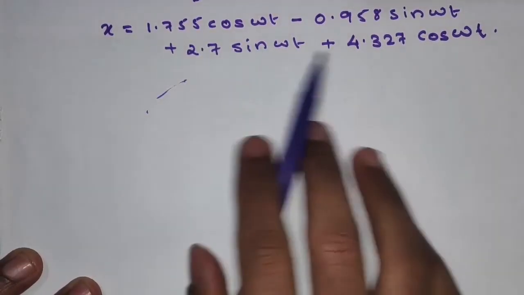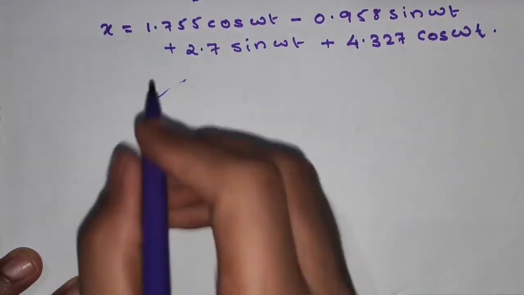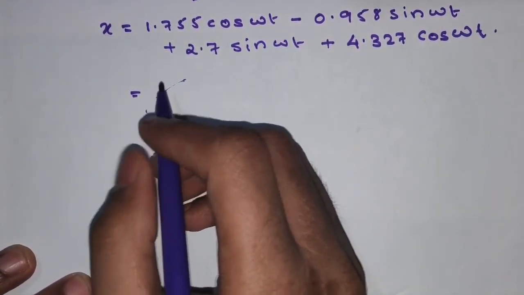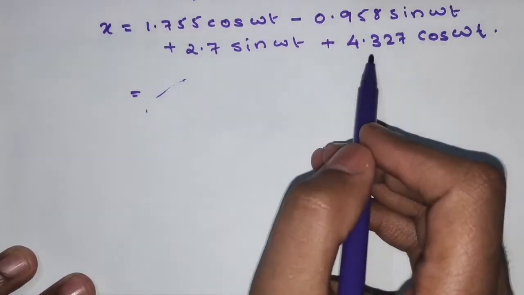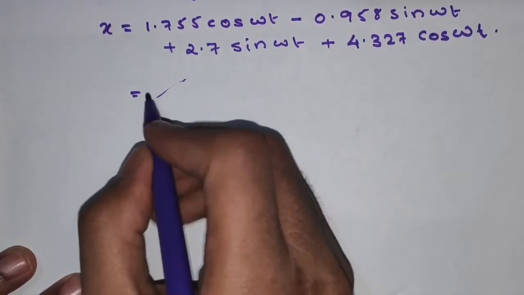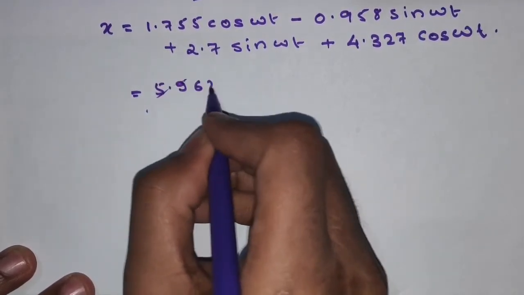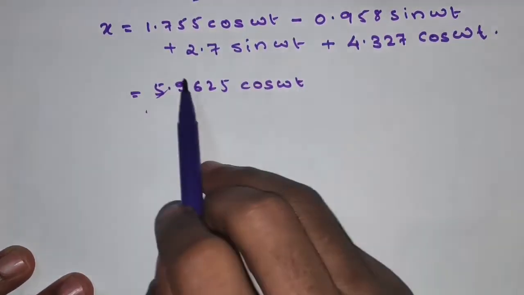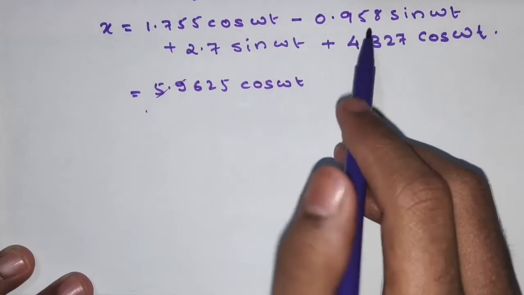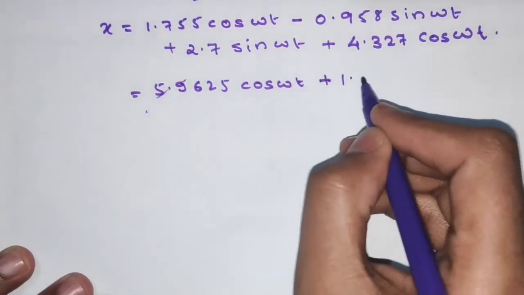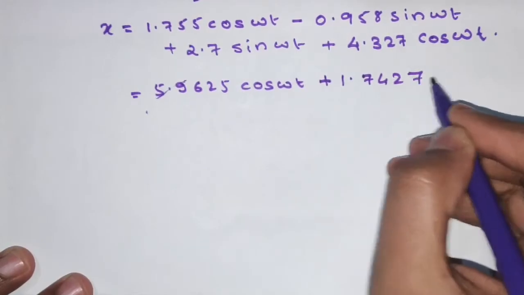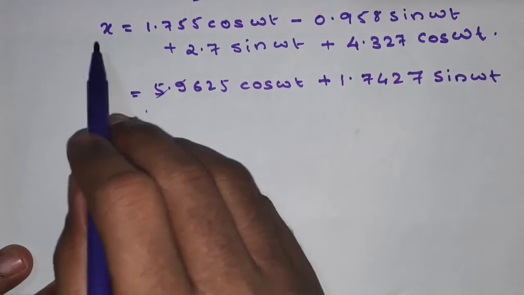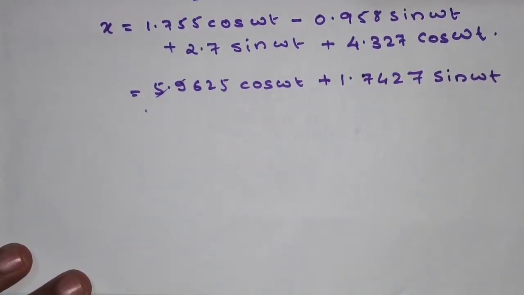Now here we have two cos ωt terms and two sin ωt terms, so we will just club them. This can be written as: 1.755 plus 4.327 gives 5.9625 cos ωt, and 2.7 minus 0.958 gives plus 1.7427 sin ωt. So this is the addition which we got using equation number 1.